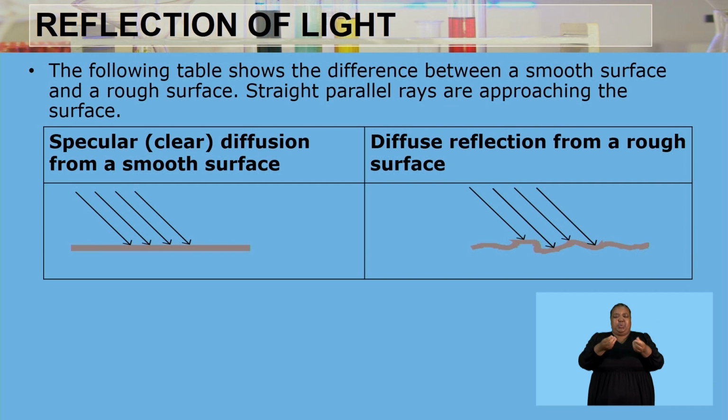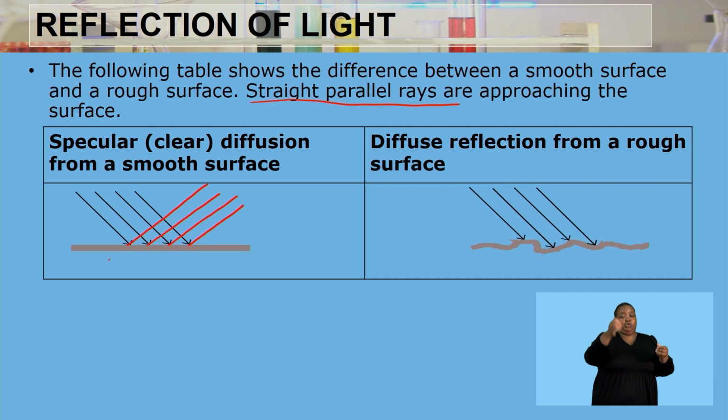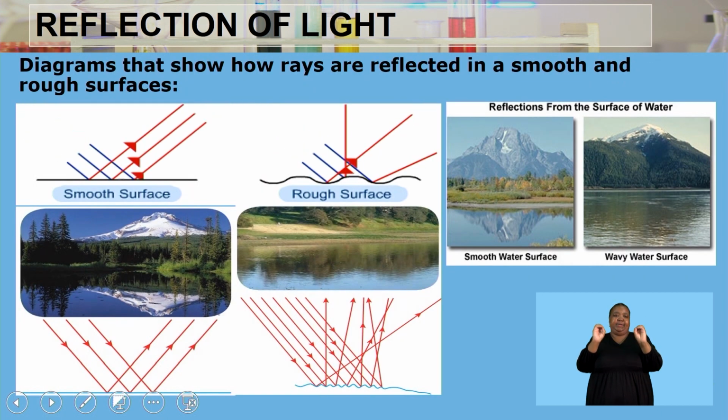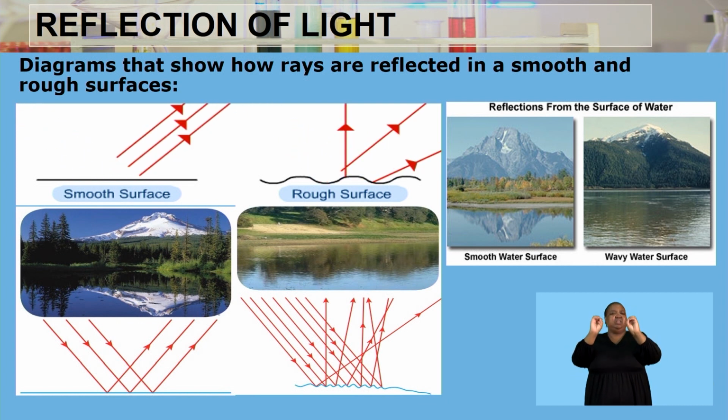So this table now shows the differences between a smooth surface and a rough surface. We're saying that straight parallel rays are approaching two different surfaces, the one a smooth and the other a rough surface. And because of this, these ones are going to be reflected parallel to each other, and they're going to give a clear or a specular image, whereas these ones are going to be reflected in different directions, scattered all over the place. So therefore the image formed on this particular diagram is not going to be a clear picture. And because of that, the picture that is formed from a not so smooth surface is going to be blurred. So these diagrams here are basically reiterating what we have said about the smooth surface and a rough surface.